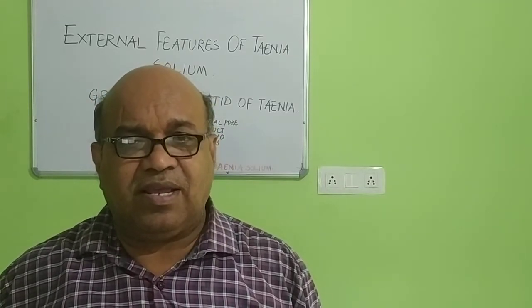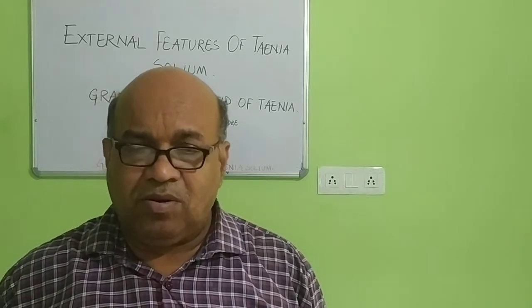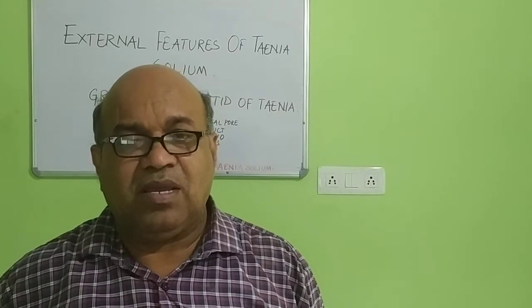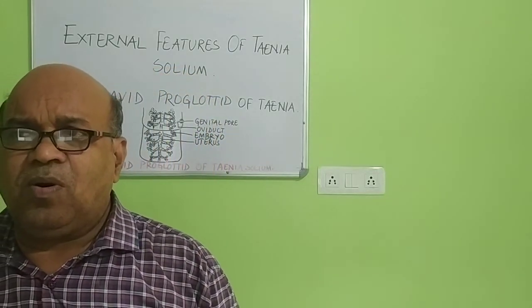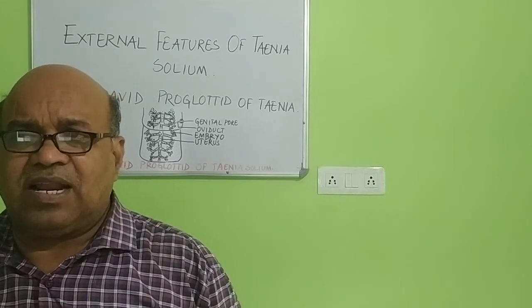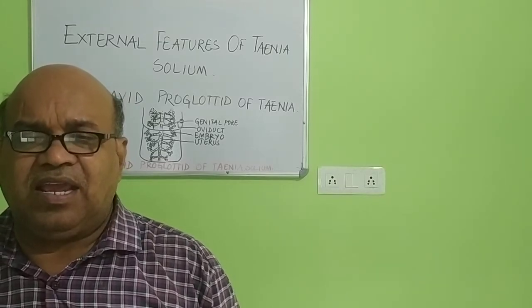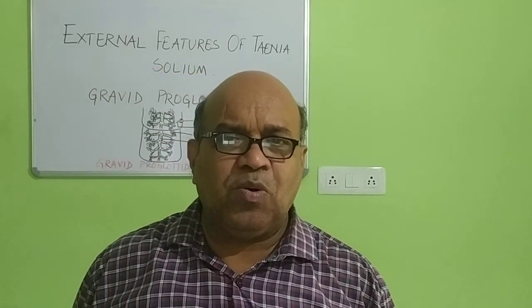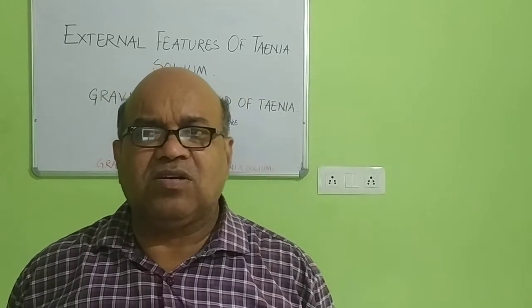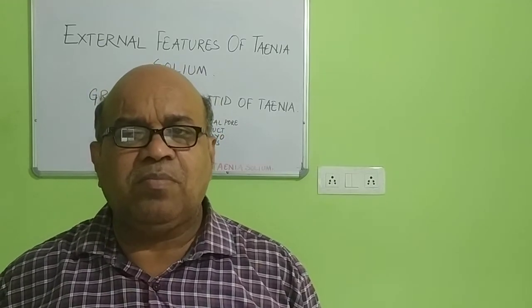Okay? You know the classification of this animal. Taenia solium belongs to the phylum Platyhelminthes, which is under the kingdom Animalia. Its class is Cestoidea, C-E-S-T-O-I-D-E-A. The order is Cestoda, C-E-S-T-O-D-A, the genus is Taenia, T-A-E-N-I-A, and the species is solium, S-O-L-I-U-M.